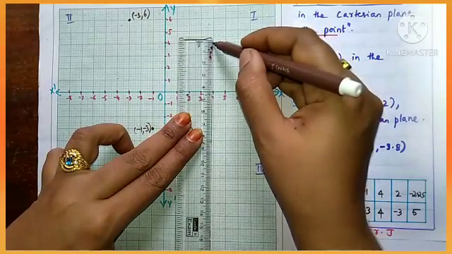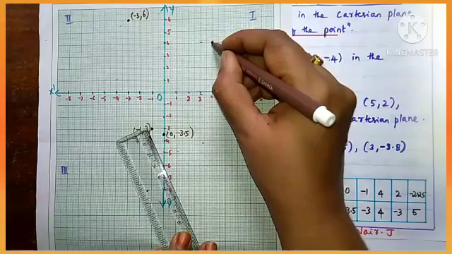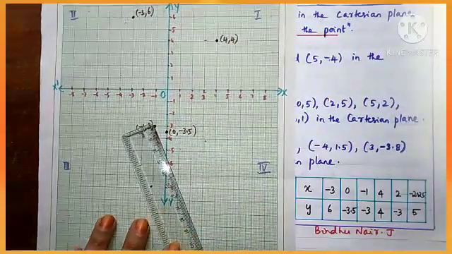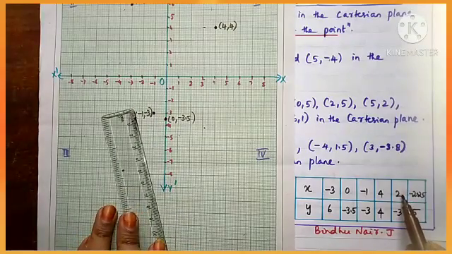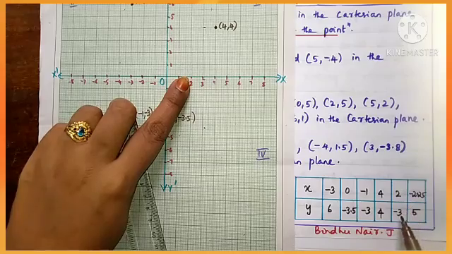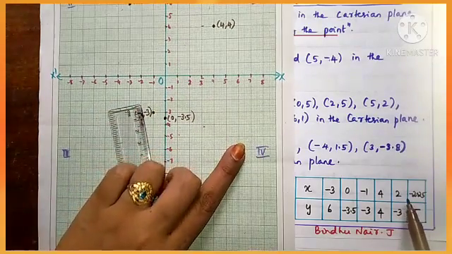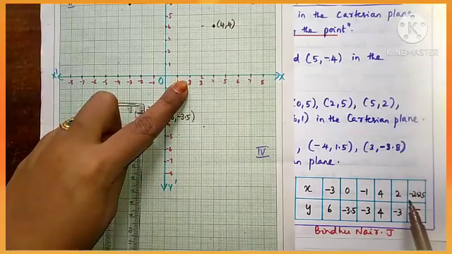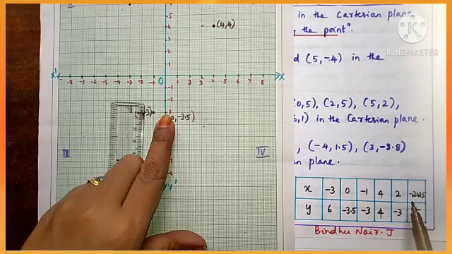Understand? So both x is 4 and y is 4, put a dot there, (4, 4). Okay, yes. Now the next point is (2, -3). X is 2 positive and y is negative, so it will come in the fourth quadrant. So x is 2, where is x equal to 2, children? Yes, here. And y is minus 3. Minus 3 means here. Understand?